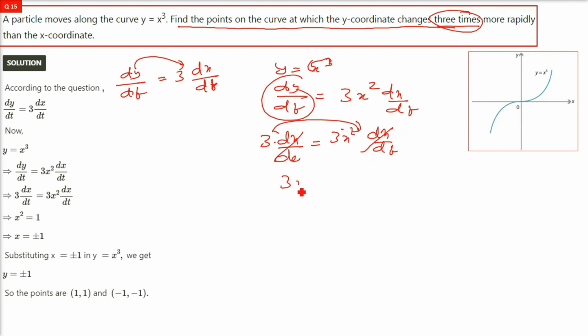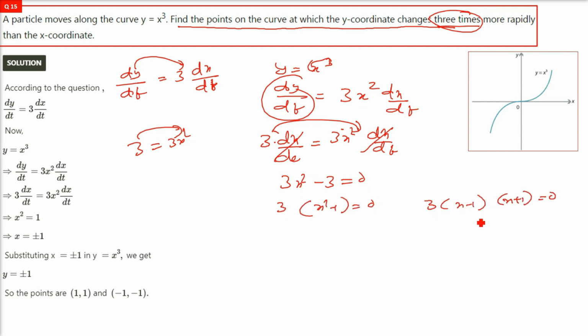So 3x square minus 3 is equal to 0. So 3 equals 3x square. That's why it is there. 3x square minus 3 equals 0. So 3 into x square minus 1 equals 0. X square minus 1 can be written as x minus 1 into x plus 1. X equals 1 and x equals minus 1. So x is equal to plus minus 1.